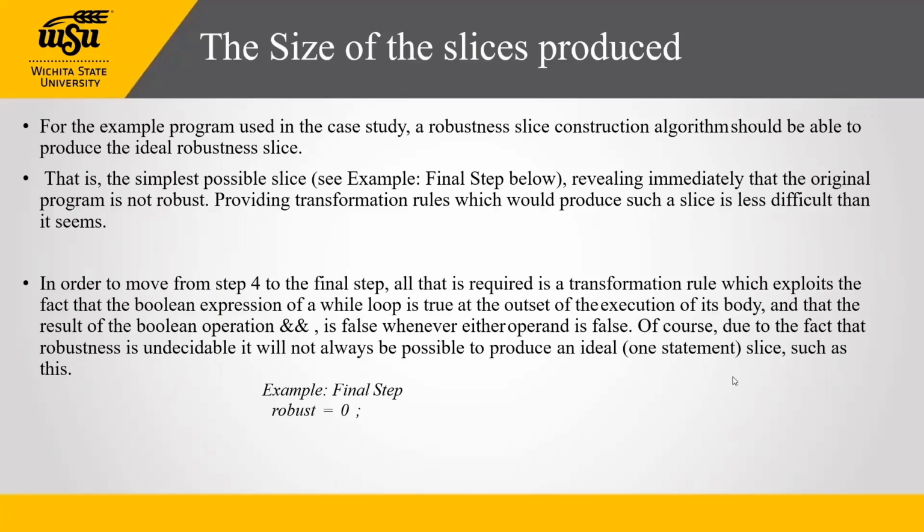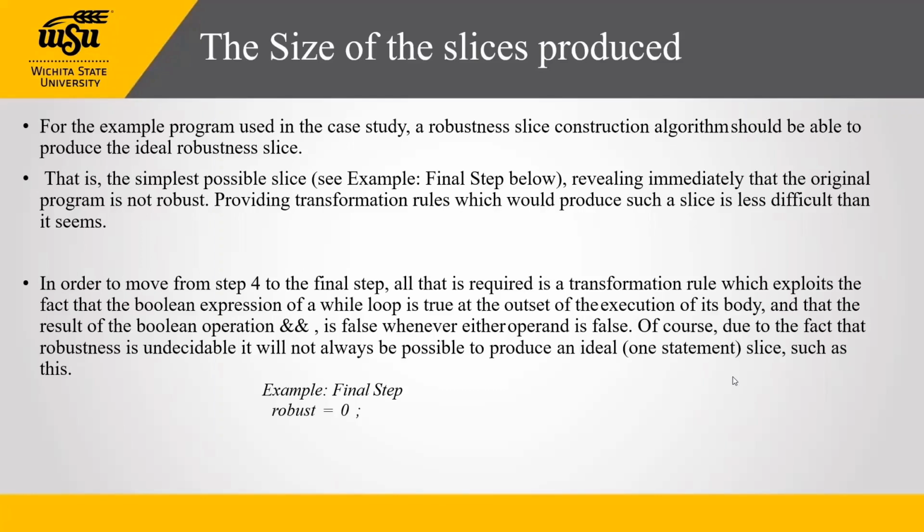Providing transformation rules which would produce such a slice is less difficult than it seems. In order to move from step 4 to the final step, previously we've seen step 4 and now we'll see the final step. All that is required is a transformation rule which exploits the fact that the Boolean expression of a while loop is true at the outset of the execution of its body, and that the result of the Boolean operation, which is a logical operand, is false whenever either operand is false.